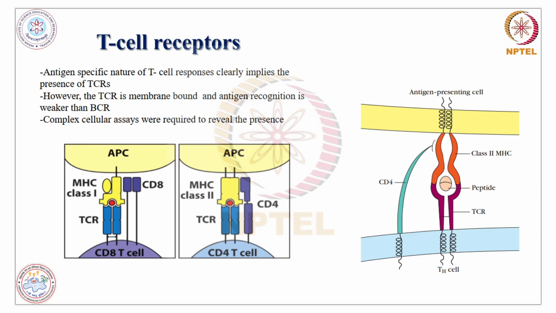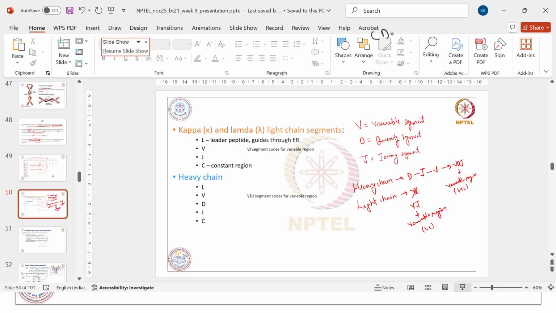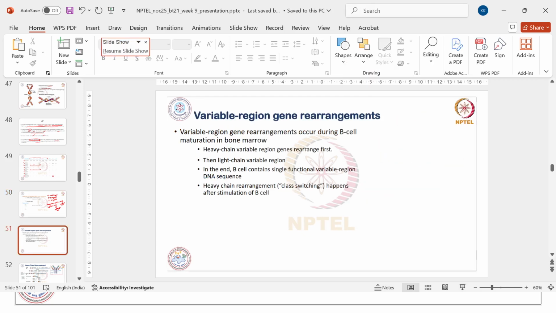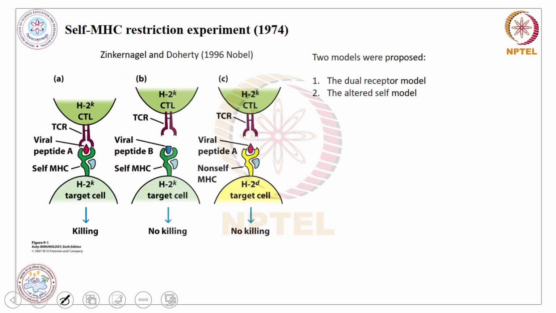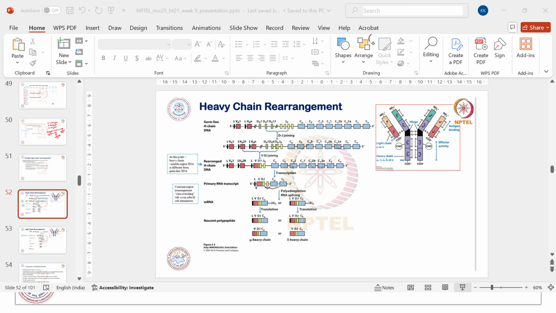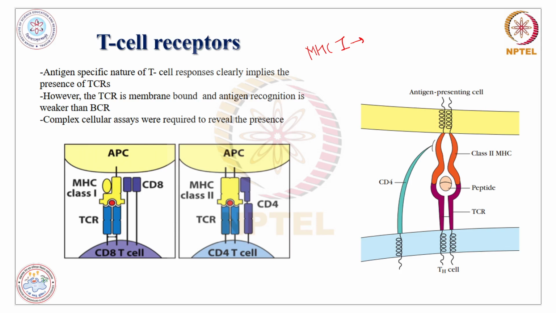So what happens here? This MHC class 1, as I have already told you in the previous slides, will bind to CD8 positive cells, and the MHC class 2 will bind to the CD4 positive cells.